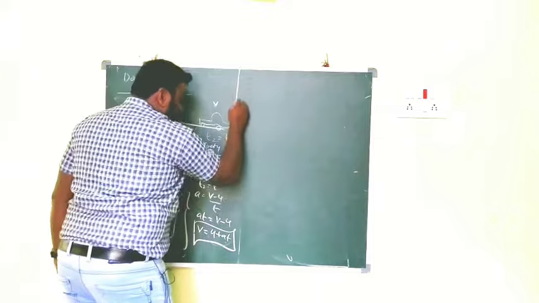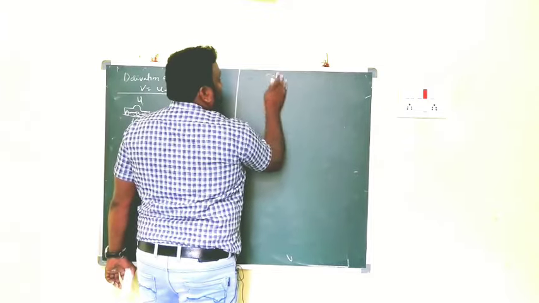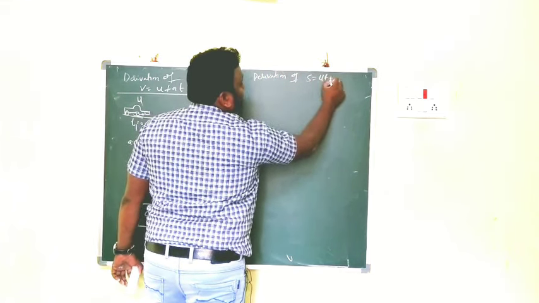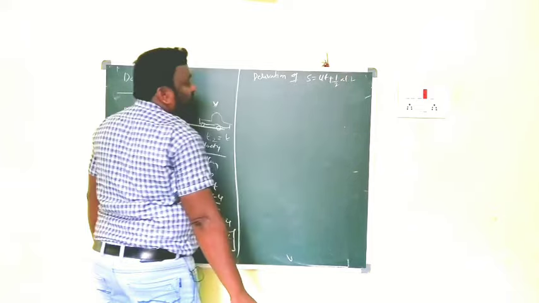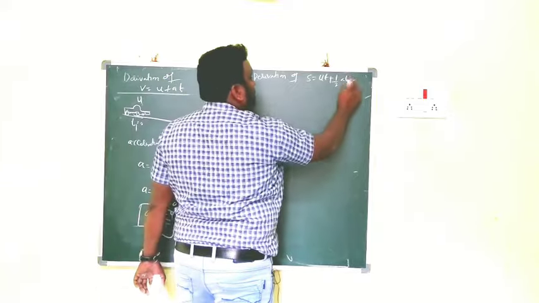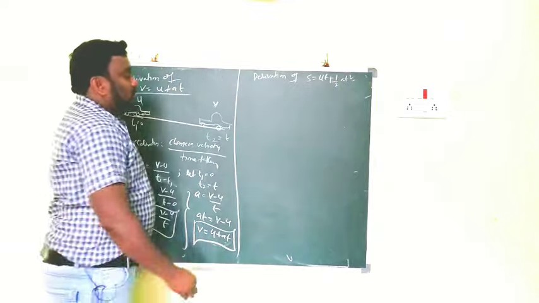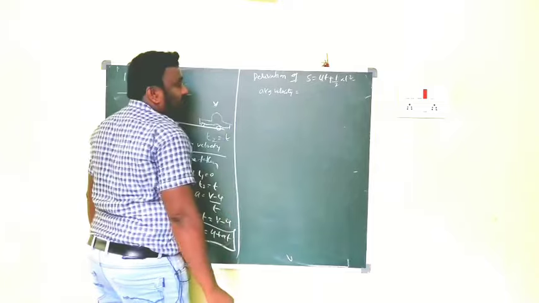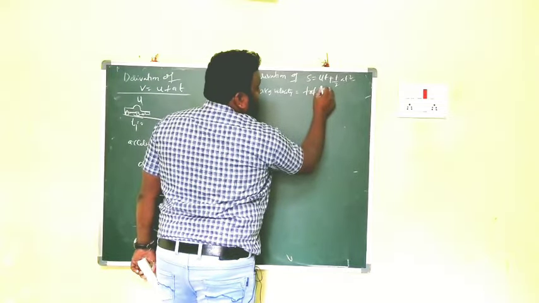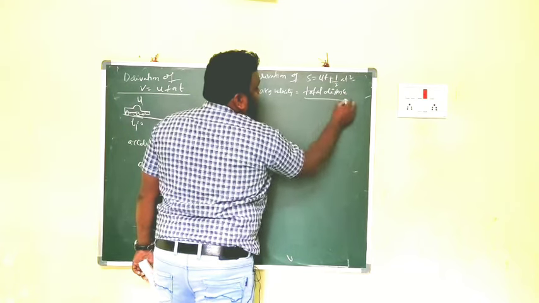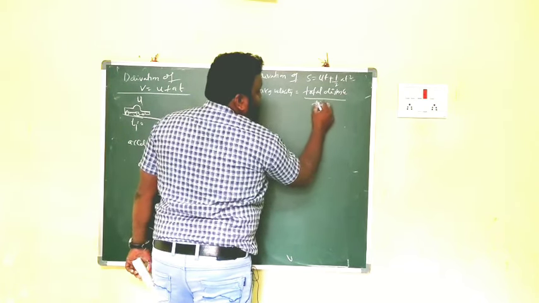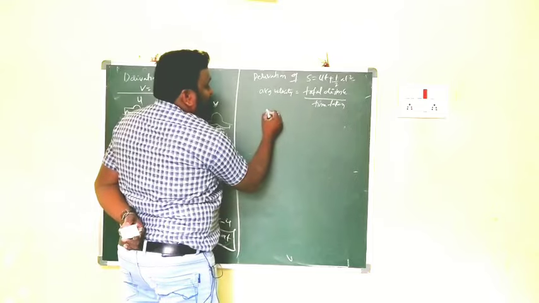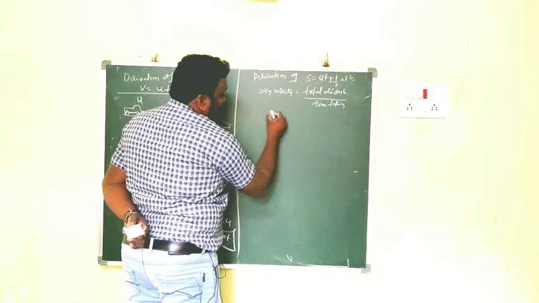What is that? s is equal to ut plus half at square. Derivation, you have to go for that. Children, we have one formula. What's that? Average velocity is equal to total distance or total displacement by time taken.